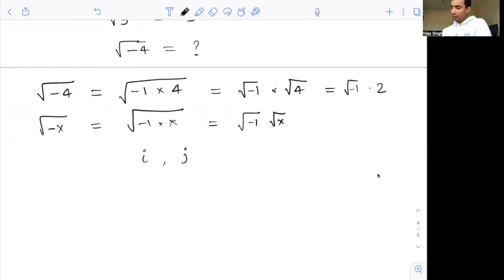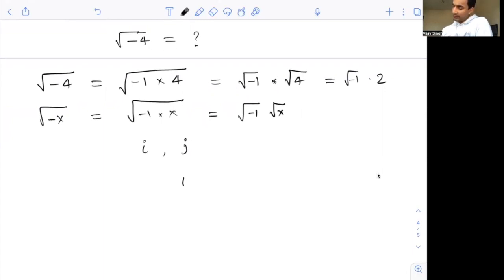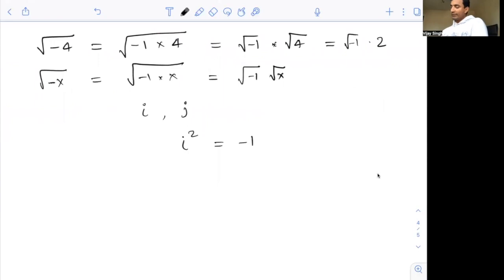Similarly, we can define a new number, either i or j, such that if you square this new number, you get minus 1. If we define this new number in this way, then the square of that number is equal to minus 1, which gives us that the square root of minus 1 should be equal to this number i. So we have now defined a new number i, and this new number is such that the square of this number is equal to minus 1.